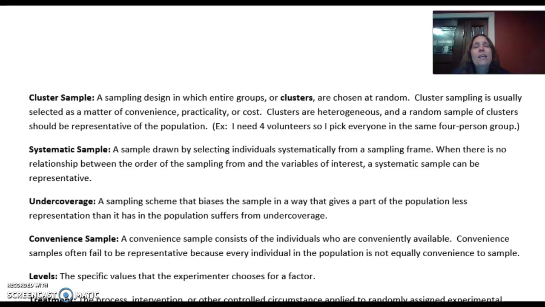Systematic sample is where it's like you're counting. So let's say that we count off by 3s. 1, 2, 3, 1, 2, 3, 1, 2, 3, and all the twos you come with me, you're going to be part of my sample.